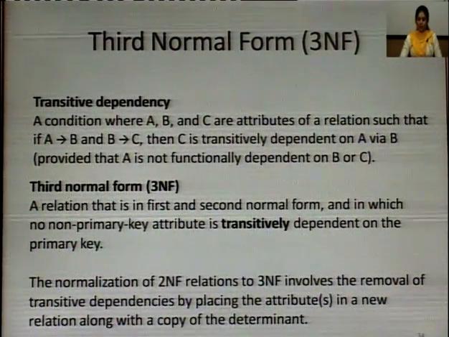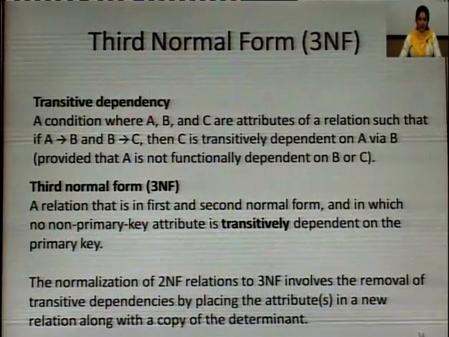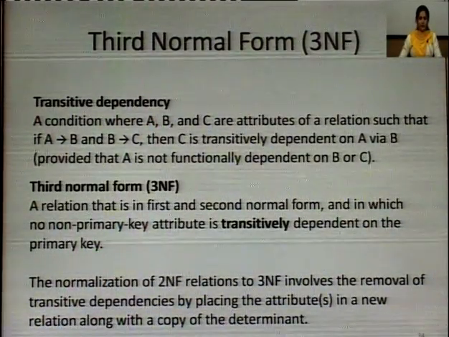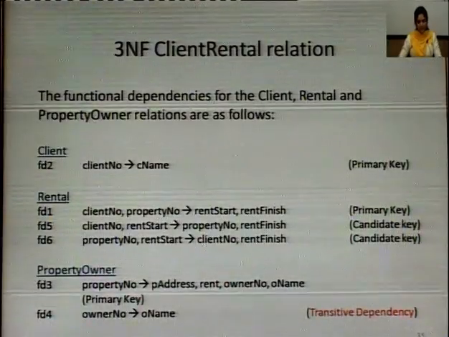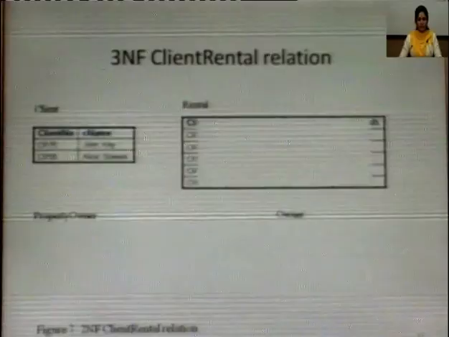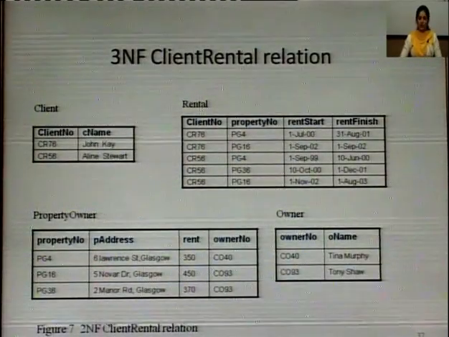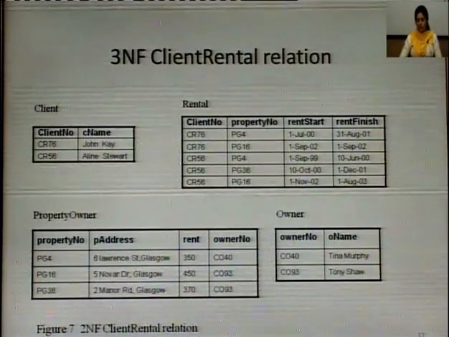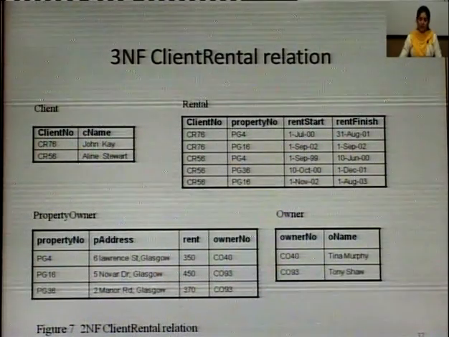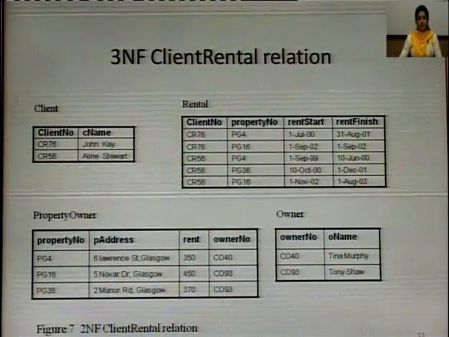In third normal form, you will remove all the fields which are transitively dependent to another table, and you will have to name that relation and provide it a primary key. After the completion of third NF, you will have four tables: client, rental, property owner, and apart from that you will have another table known as owner.